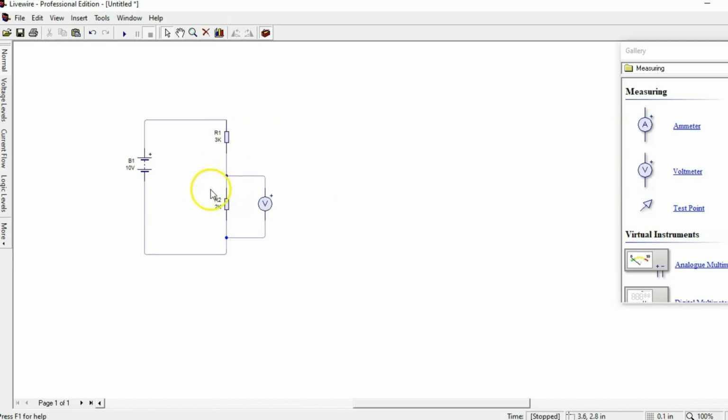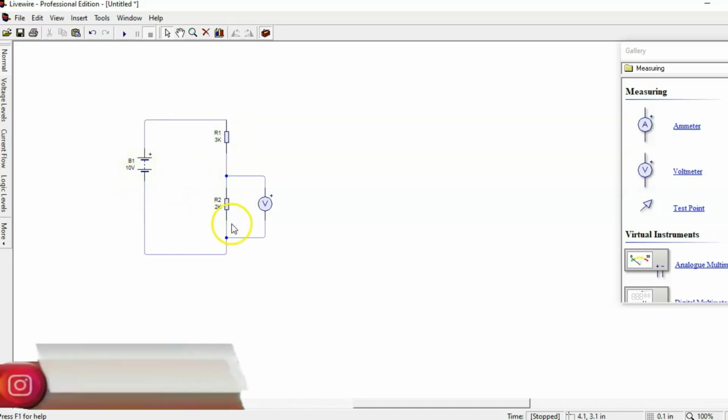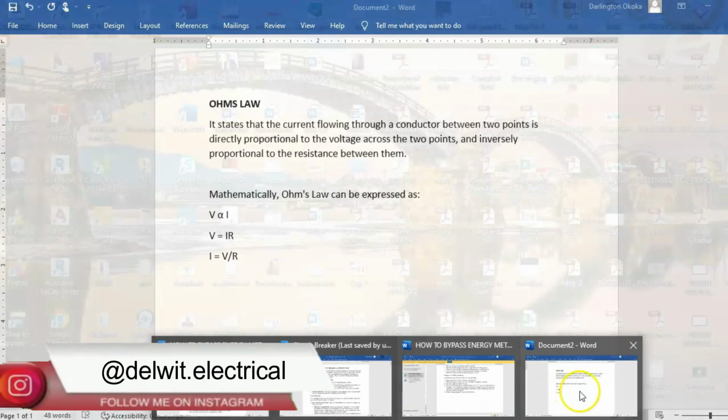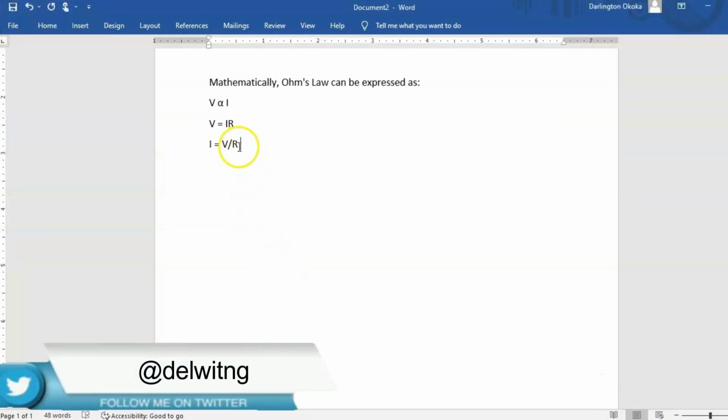The voltage divider rule says that the voltage across this resistor, if we are measuring this voltage, is equal to R2 divided by R1 plus R2 times 10. So if we want to measure this now, it will be 2 divided by 2 plus 3 times 10. So let's do the mathematical calculation and see if we are going to arrive at the same thing.